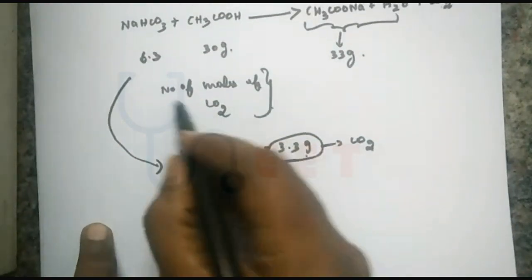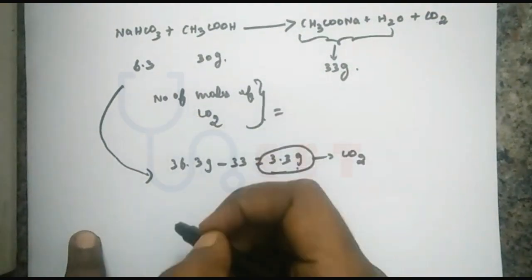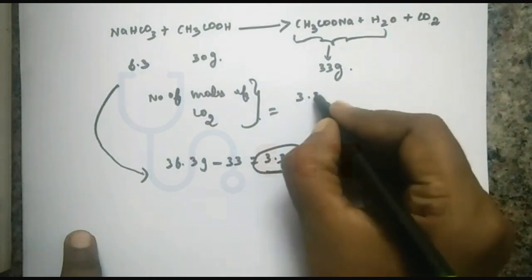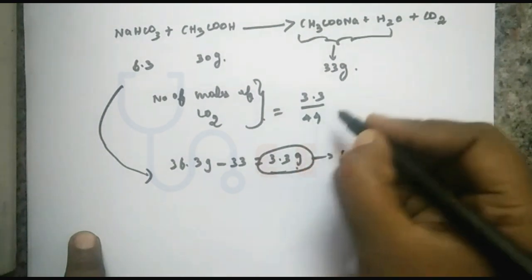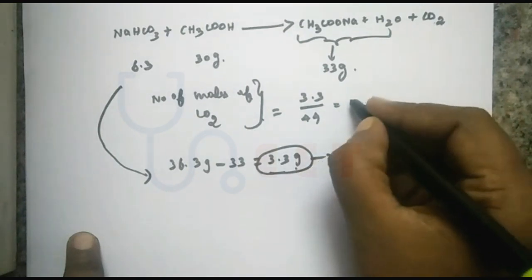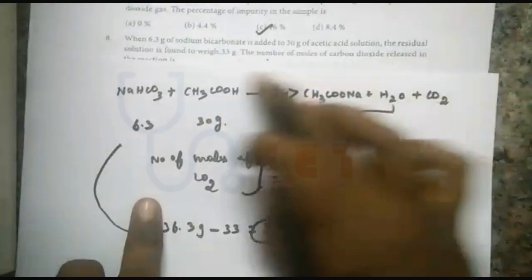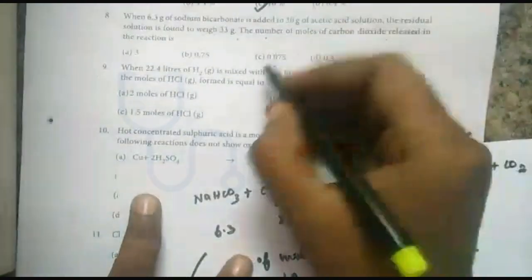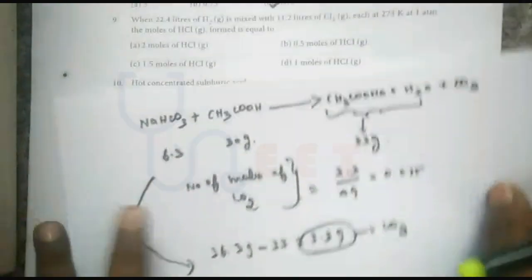They are asking about the number of moles of carbon dioxide. Moles means mass divided by molecular mass. The given mass of carbon dioxide is 3.3. The molecular mass of carbon dioxide is 44. So 3.3 divided by 44 is 0.075. So the number of moles of carbon dioxide released in this reaction is 0.075. The next question.